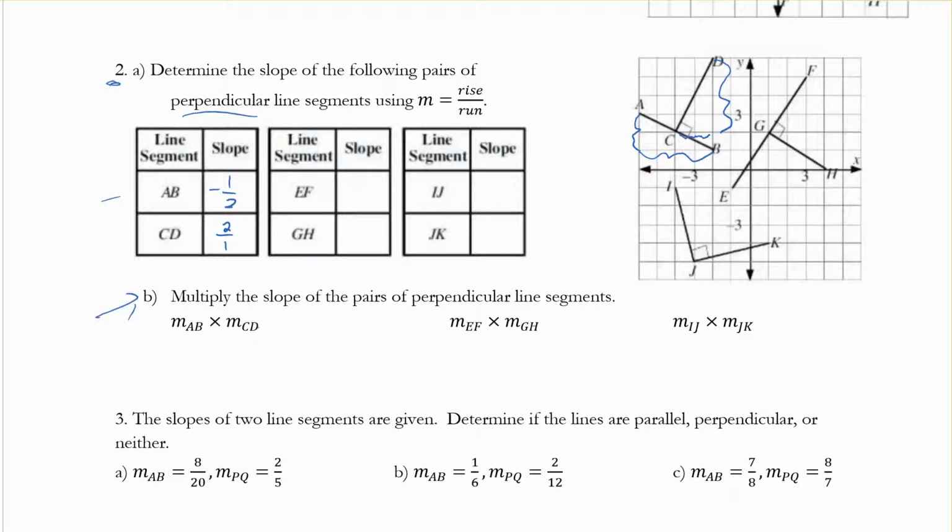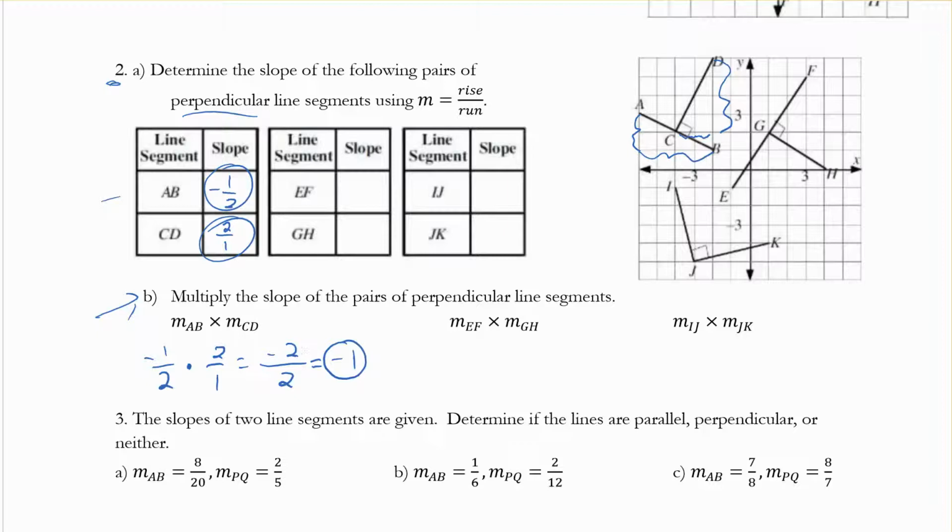Part B says multiply the slope of the pairs of perpendicular line segments. So I'm going to multiply this slope by this slope. And what we get, you've got -1 over 2 times 2 over 1. You can kind of see what's going to happen here. We've got -1 times 2, that's going to be -2, over 2 times 1 in the bottom, that's going to be 2. So I've got -2 over 2. Well, if I simplify that fraction, that's -1 over 1, or just -1.